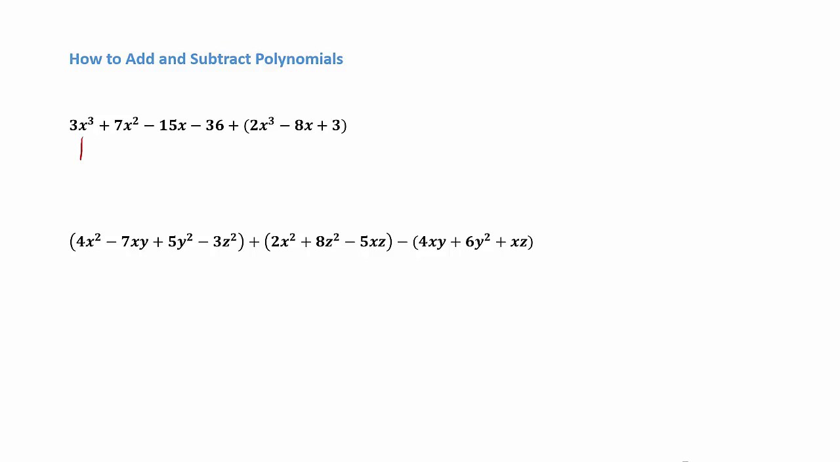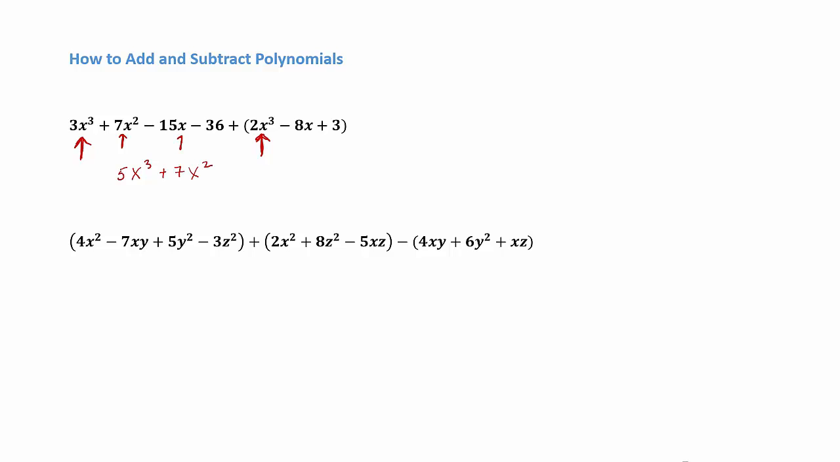So, for instance, 3x cubed is a lot like 2x cubed. Those are identical except for the number. So we have 3 apples plus 2 apples, and that makes 5 apples, 5x cubed. Let's look for another like term here. We have a 7x squared. Are there any other x squareds? No, there aren't. So I'm just going to copy that down.